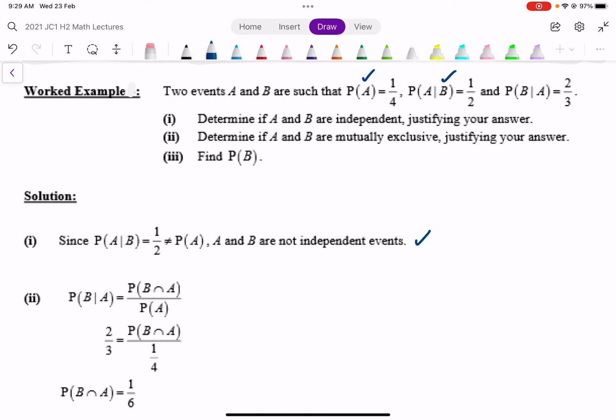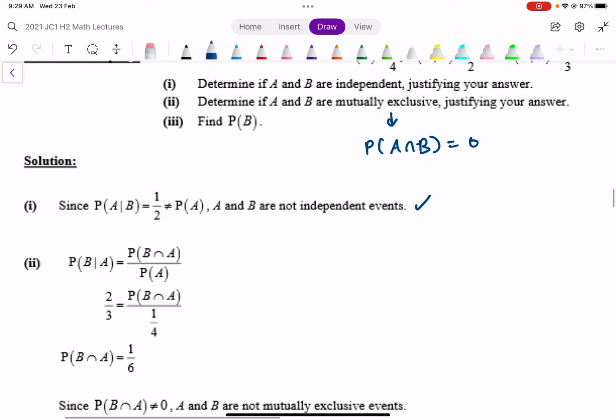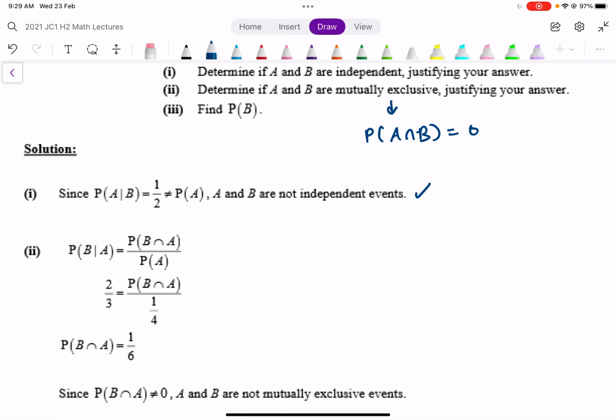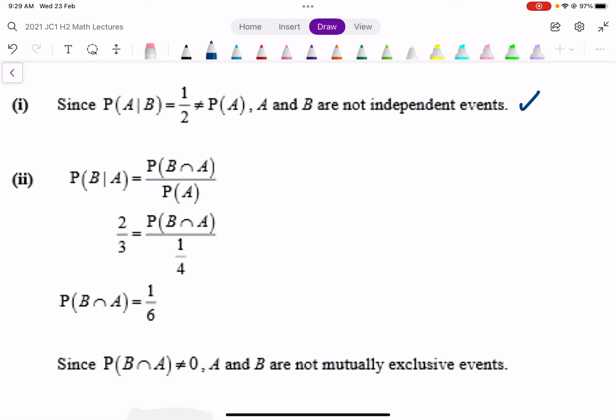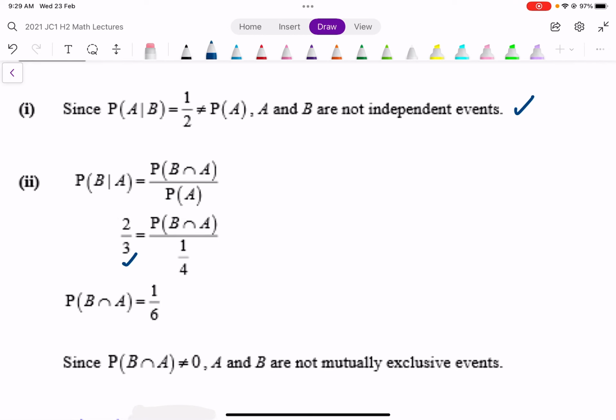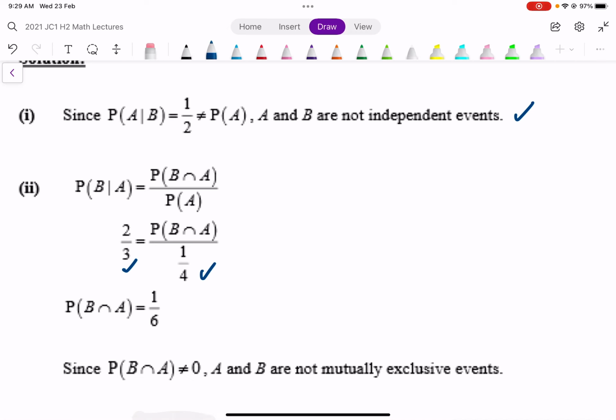For the second part, determine if A and B are mutually exclusive. For mutually exclusive, we remember that we need the probability of A intersect B to be equal to 0, because the intersection set is an empty set. So we can use our conditional probability to find the value of the probability of A intersect B, or B intersect A, they are the same. You just have to substitute in the values accordingly for the probability of B given A and the probability of A. Then you can find the probability of the intersection. And clearly this is not equal to 0, so therefore A and B are not mutually exclusive.